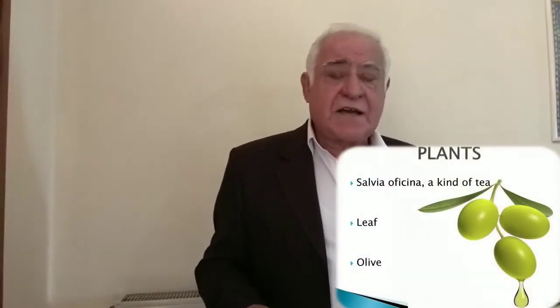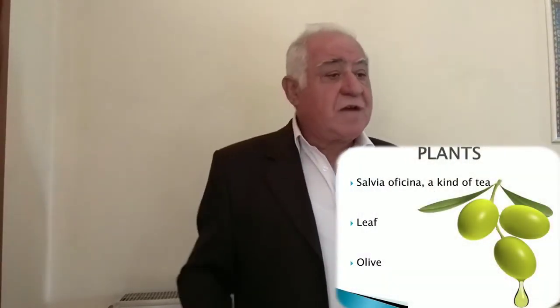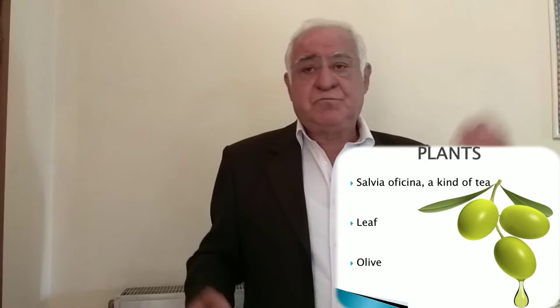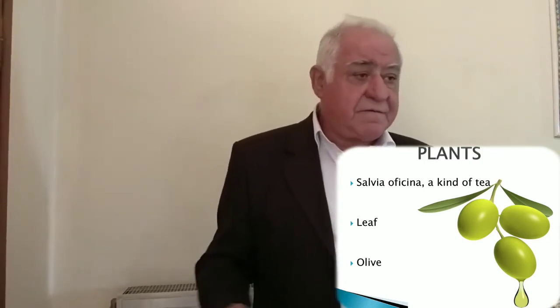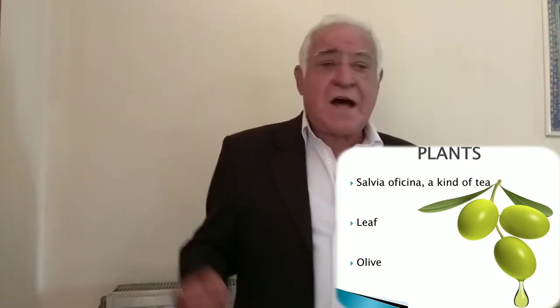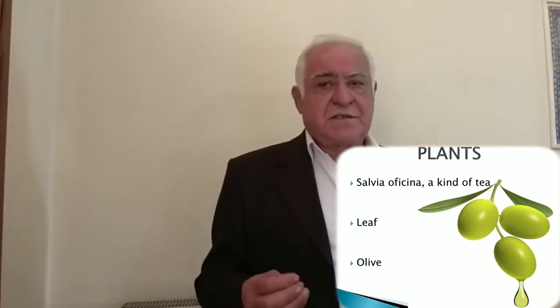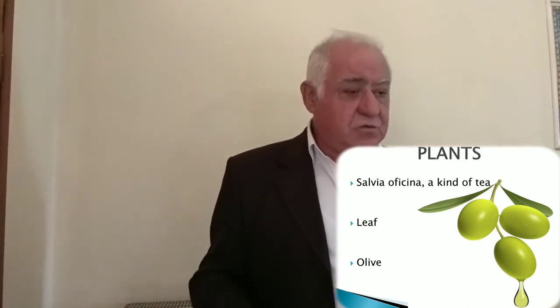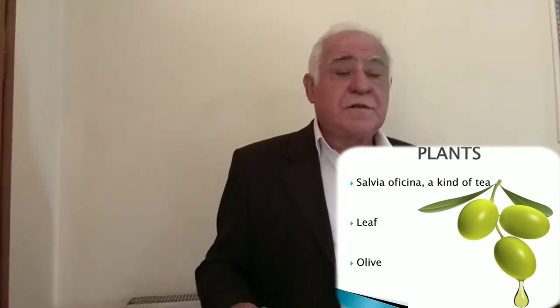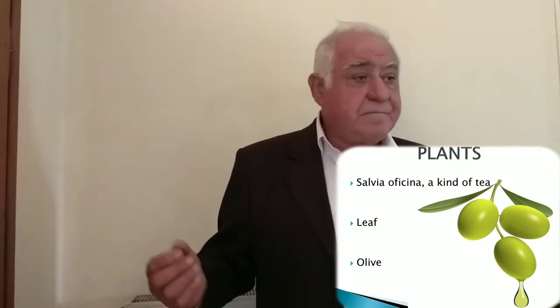And it goes on with plants. We have, for example, Salvia officinalis. It's a kind of tea. And then we have a leaf. A leaf, you can see the LP there, the LF over there. And then olive. An olive tree is, of course, sparkling, and it's glistening white. You can see the LP there, or LV there. And then it goes on with countries. For example, the Albion.